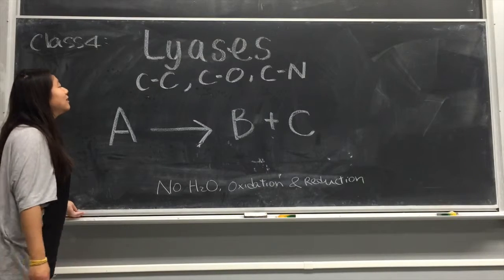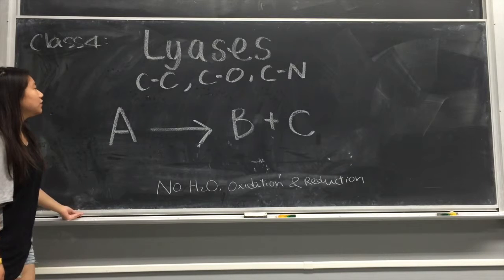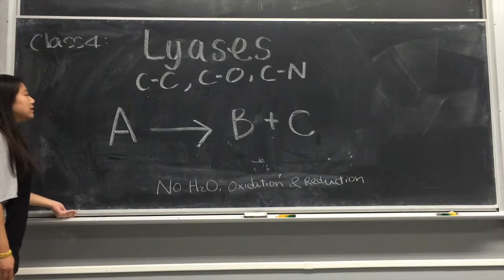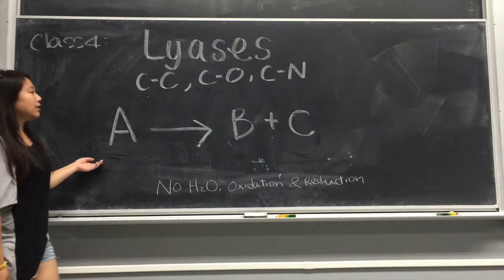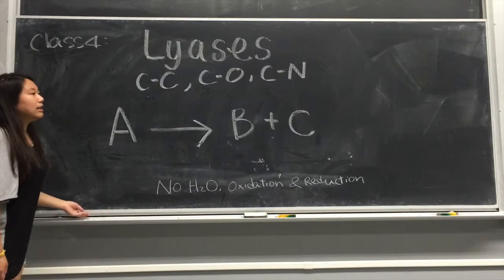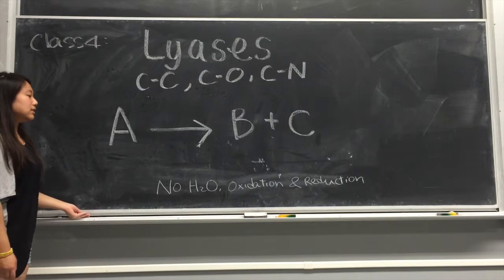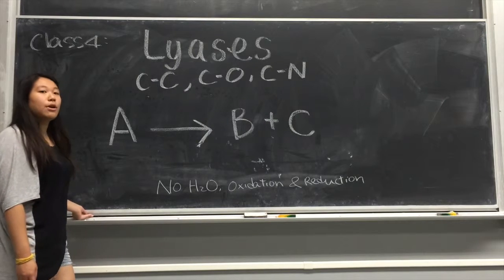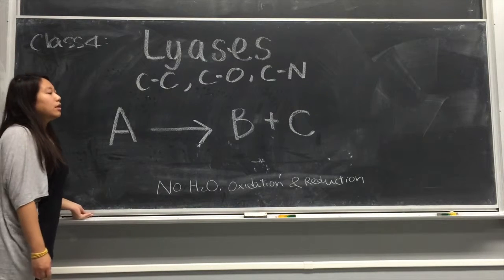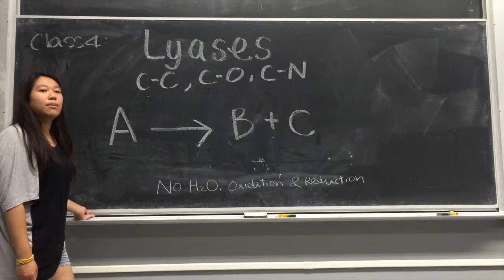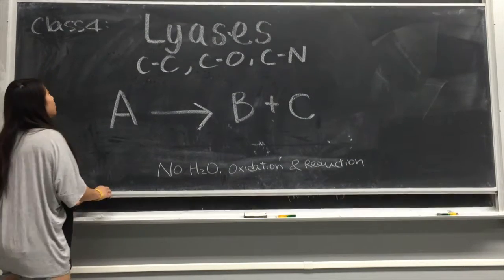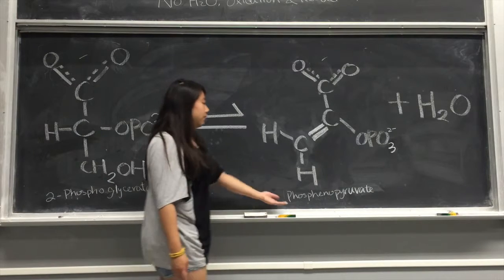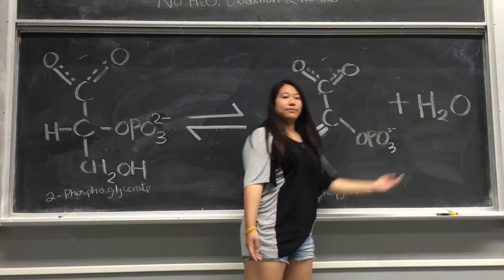Class 4 is lyases. Lyases are enzymes that catalyze the cleavage of carbon-carbon bonds, carbon-oxygen bonds, and carbon-nitrogen bonds. They dissociate molecule A into molecules B and C. Unlike hydrolysis and oxidoreductases, they proceed without water, oxidation, and reductions. And because of this, the product will have to generate a double bond or a ring structure. For example, 2-phosphoglycerate would dissociate into phosphoenolpyruvate and water.